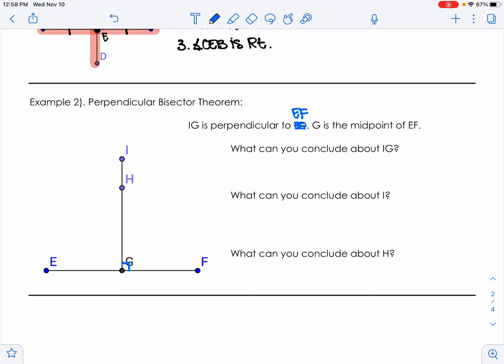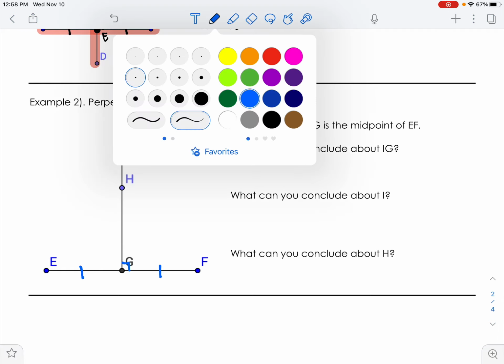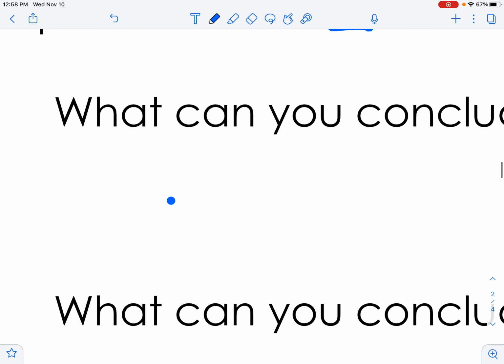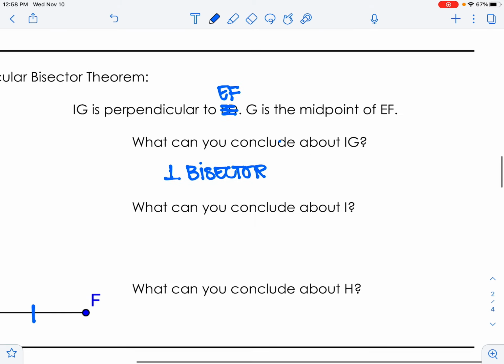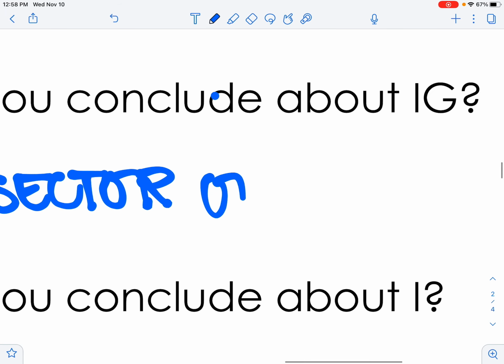So the first question is asking us, what can we conclude about IG? Well, if it's perpendicular and it passes through the midpoint, my conclusion is that it is a perpendicular bisector. So IG is a perpendicular bisector of, let's be more specific, which segment? EF.